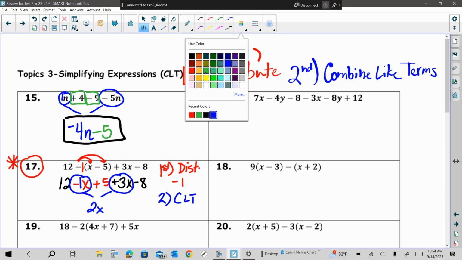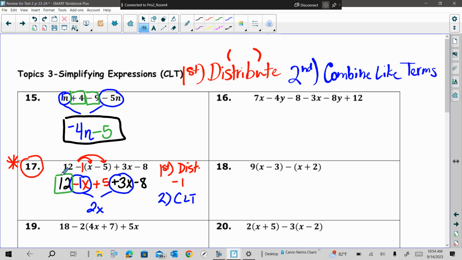Then we have 12 plus 5 minus 8. Those are like terms. Just do it from left to right. 12 plus 5 minus 8. 9. Positive 9? Yeah. So plus 9. There's our final answer.